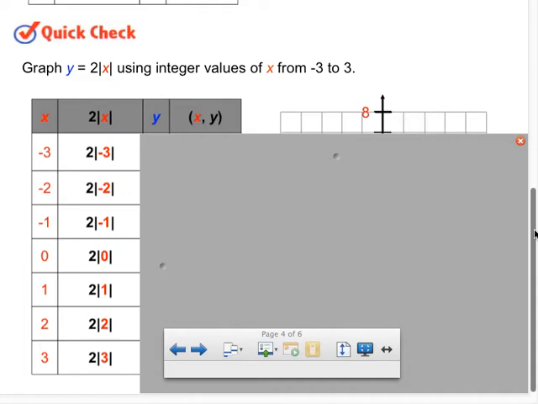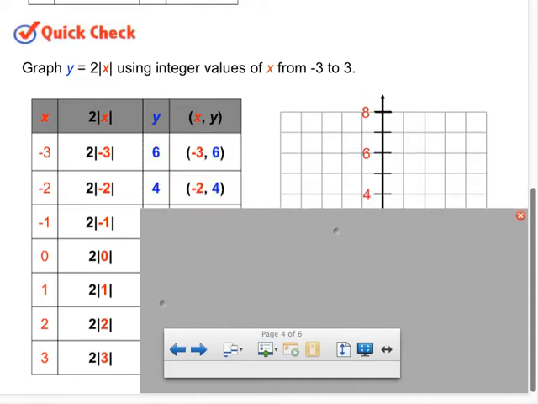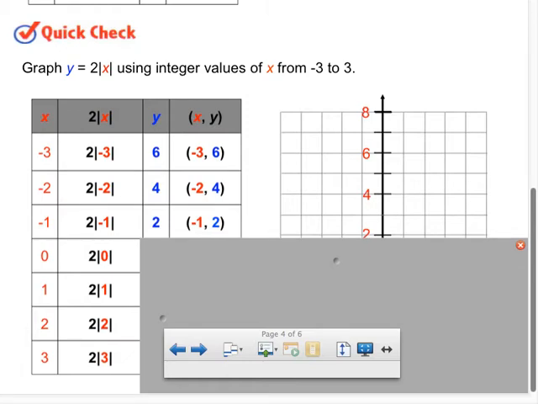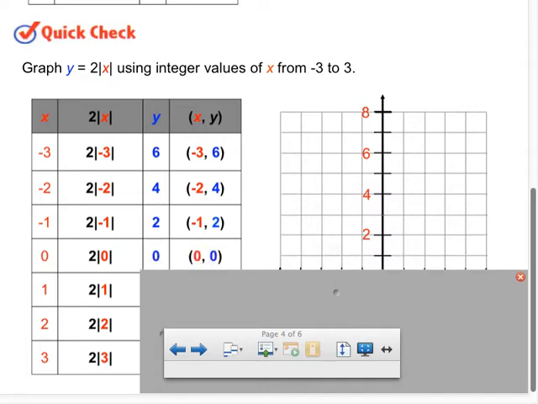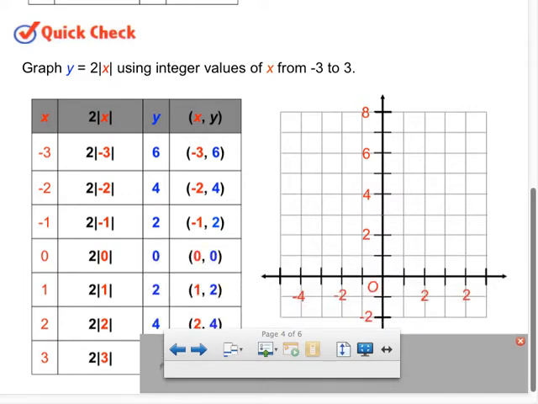First coordinate, what is it? 6. Positive 6. Second coordinate? 4. Third coordinate? Absolute value of negative 1 is 1. 1 times 2 is 2. The next one is 0. What's the next one? 2. Next one? 4, 6. Okay, let's graph it.